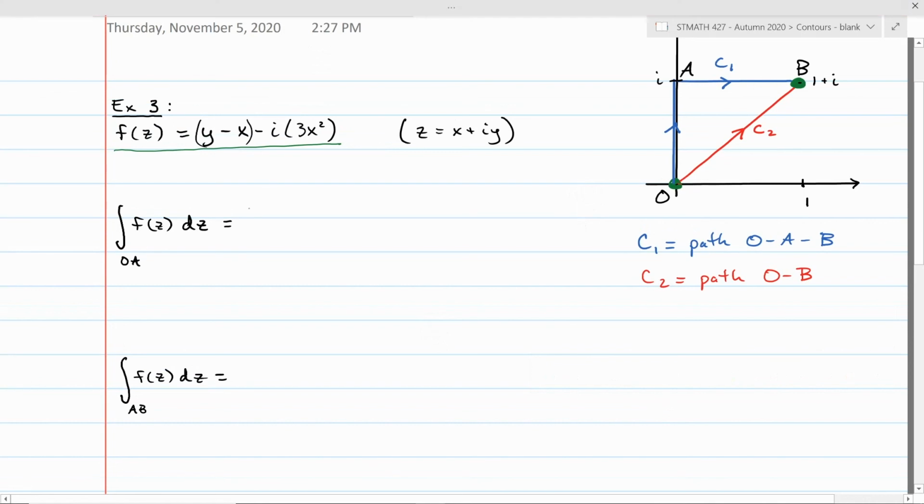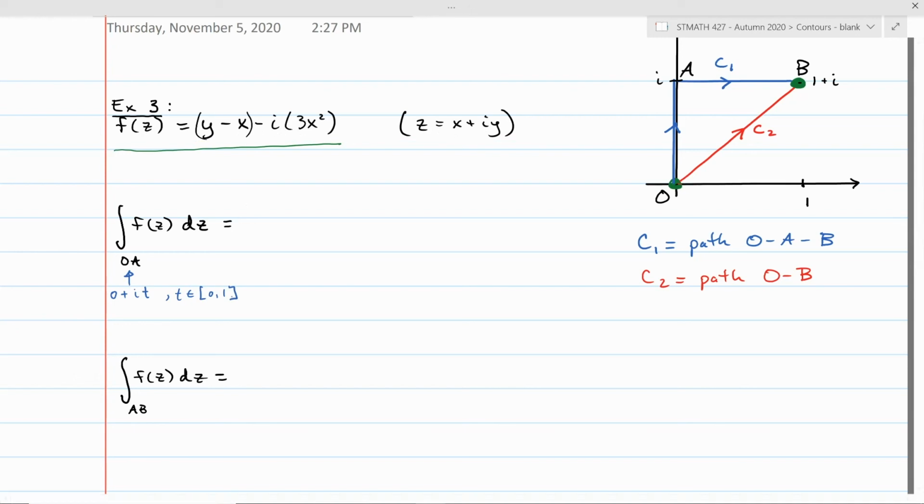Well, the way that we integrate is we've got to have a parameterization, right? So I hope you recognize on OA here, here's a parameterization of it: 0 plus I times t, where t is in the interval from 0 to 1. So that's just going to change the y component from 0 to 1 steadily. So that means that your x is equal to 0 and your y is equal to t.